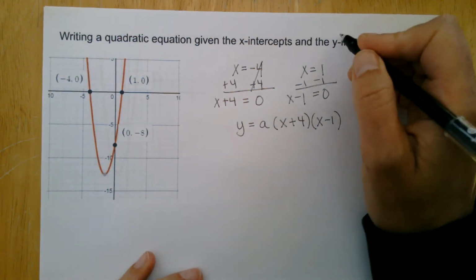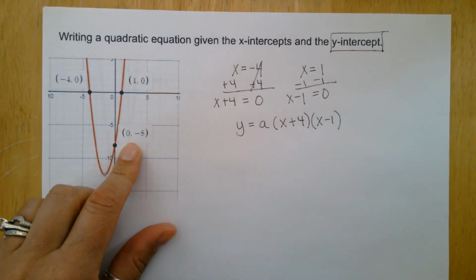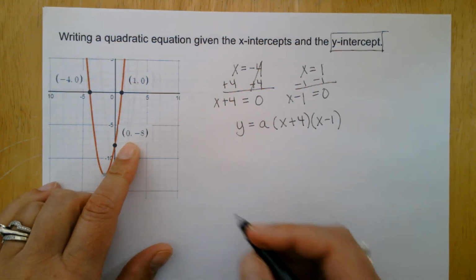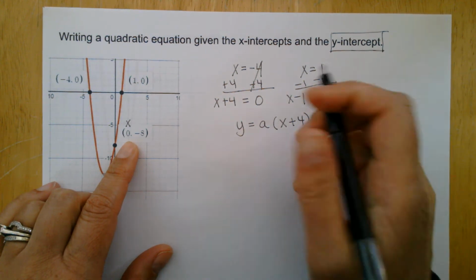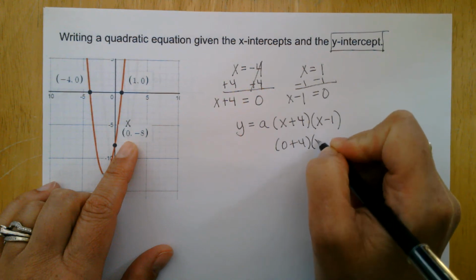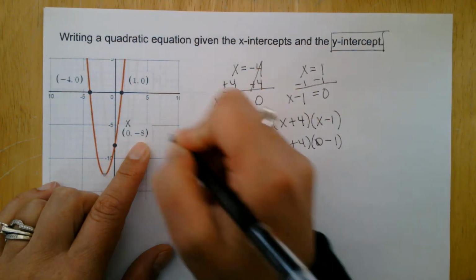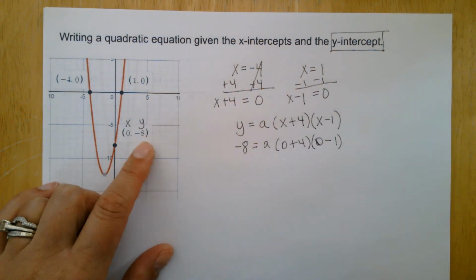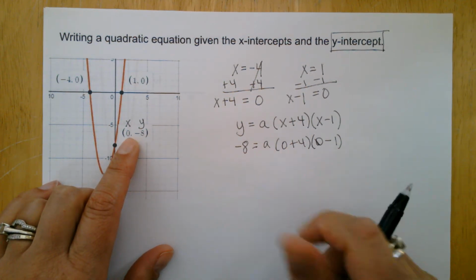Now we need to use the third point they gave you. This point is the y-intercept. So we're going to use 0, -8. And here is the deal. 0 is our x. So we're going to use this equation, and anywhere we see an x, we're going to put a 0. And anywhere we see y, we're going to put a -8. So we're substituting the y in, and we're substituting the x's in.